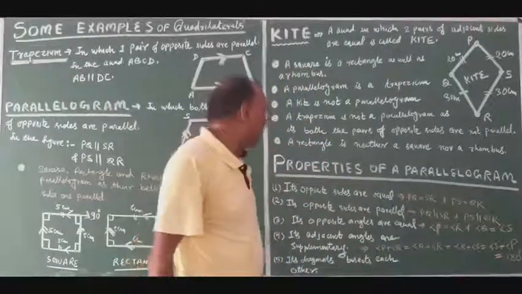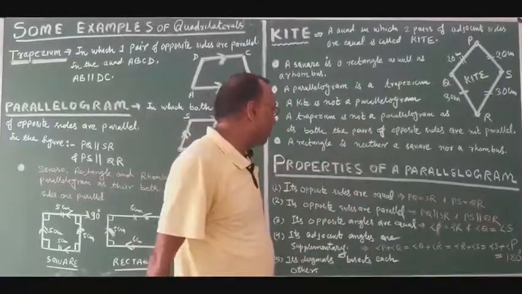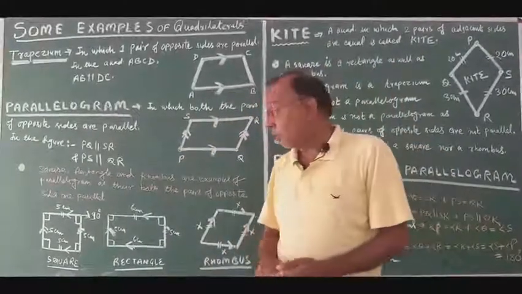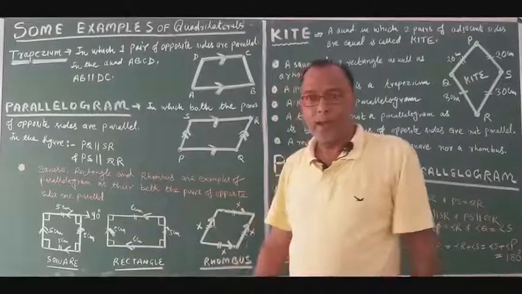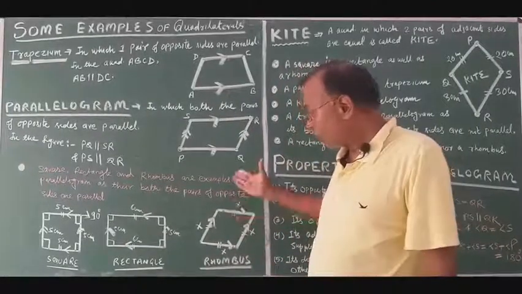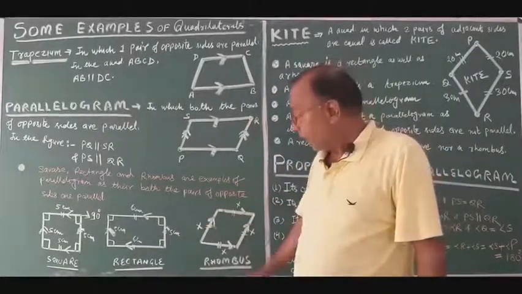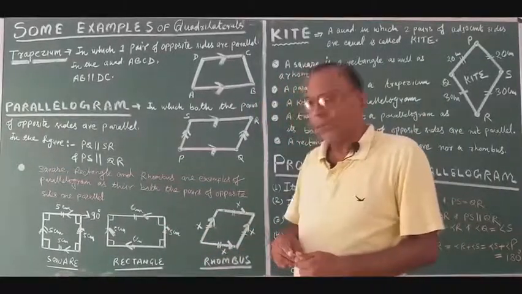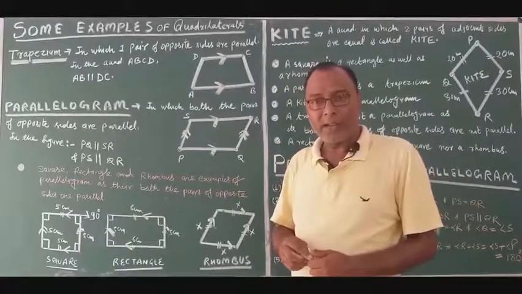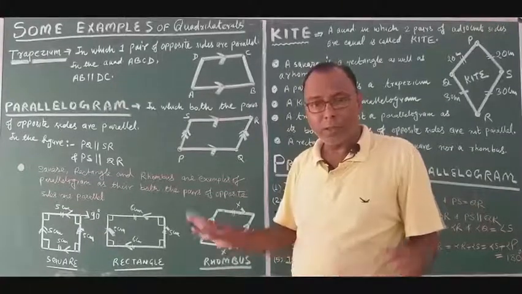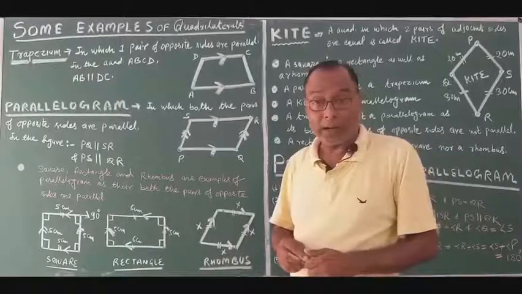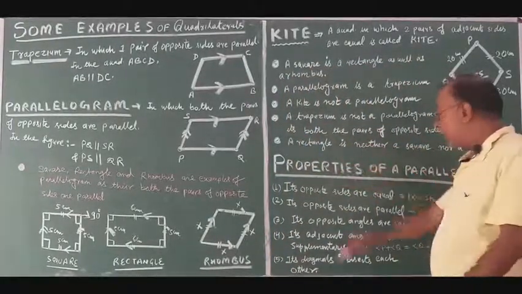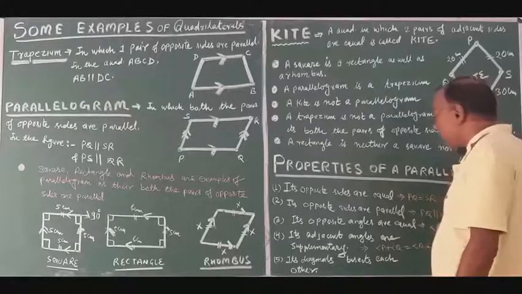Last, a rectangle is neither a square nor a rhombus. Because what happens in a square? All the four sides should be equal. And what happens in a rhombus also? All the four sides should be equal. But in the rectangle, both the pairs of opposite sides are equal, not all the four sides. Therefore, a rectangle is neither a square nor a rhombus.